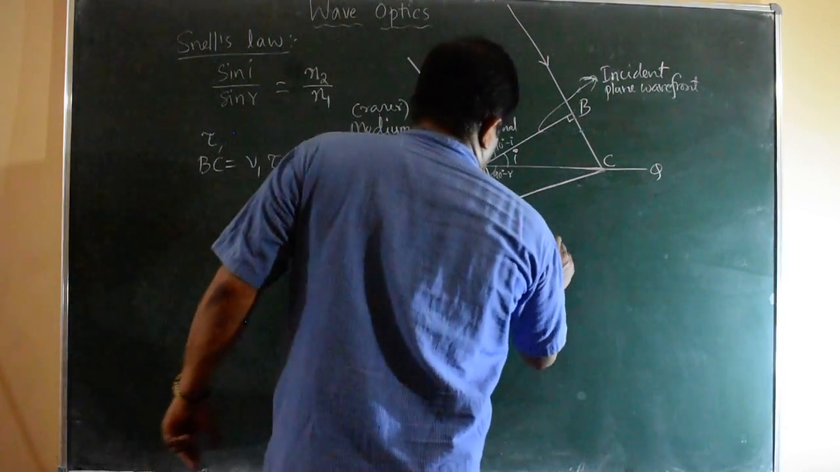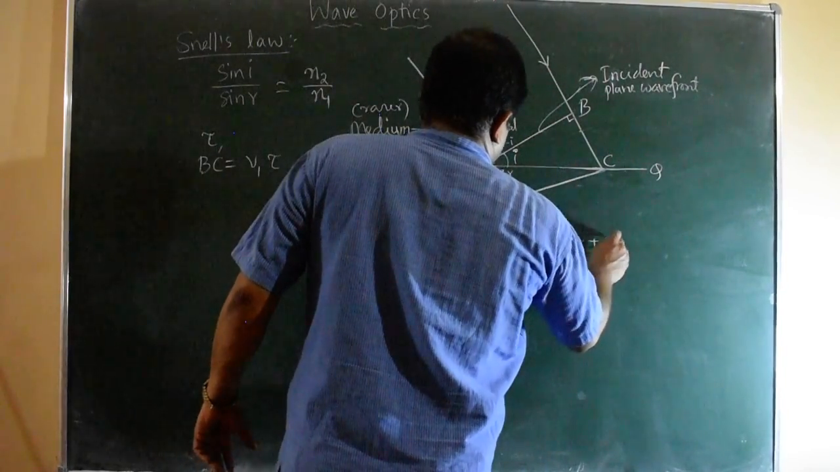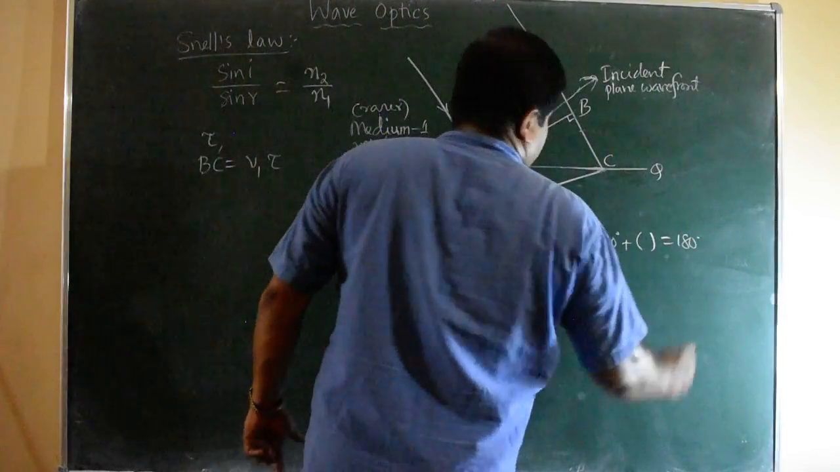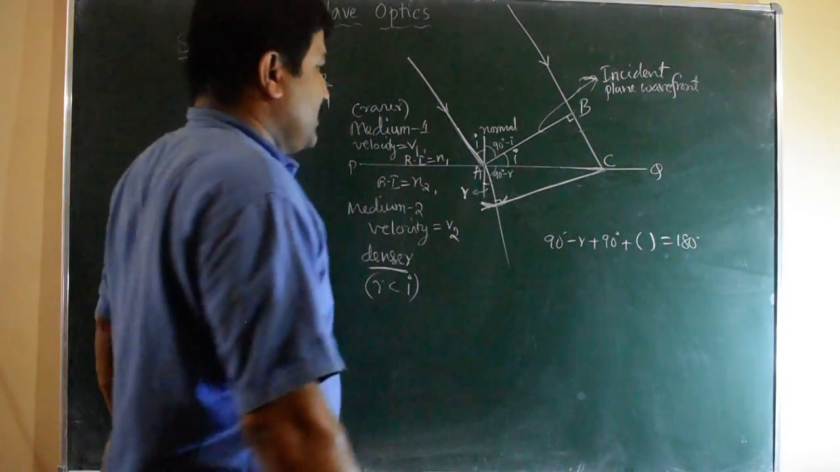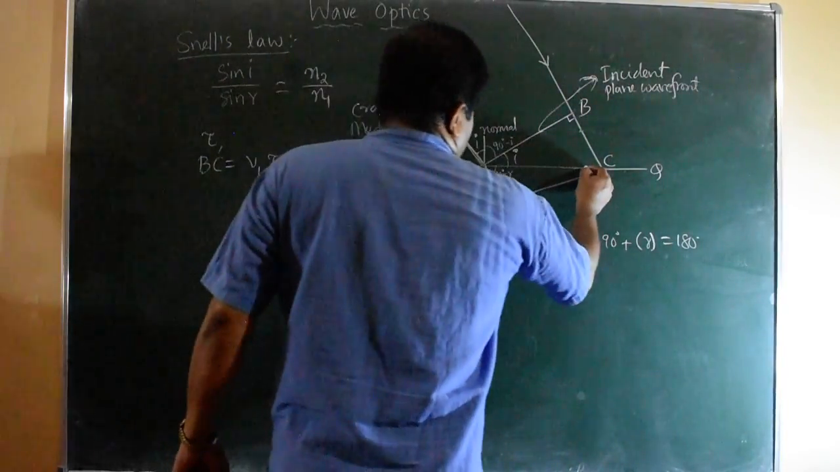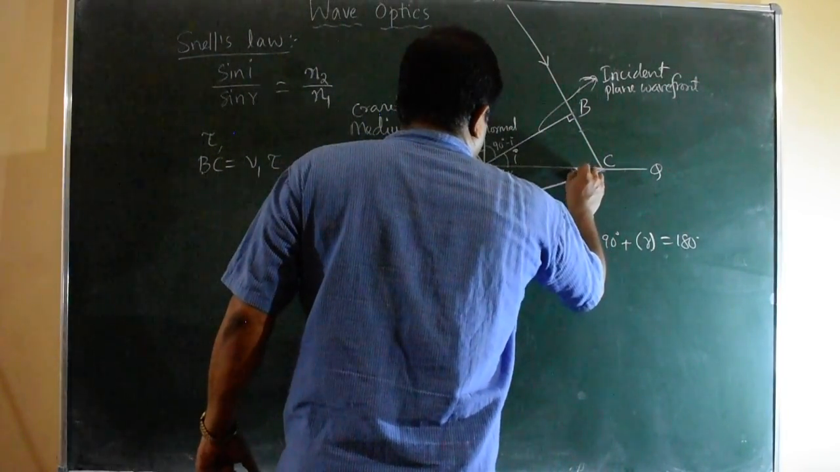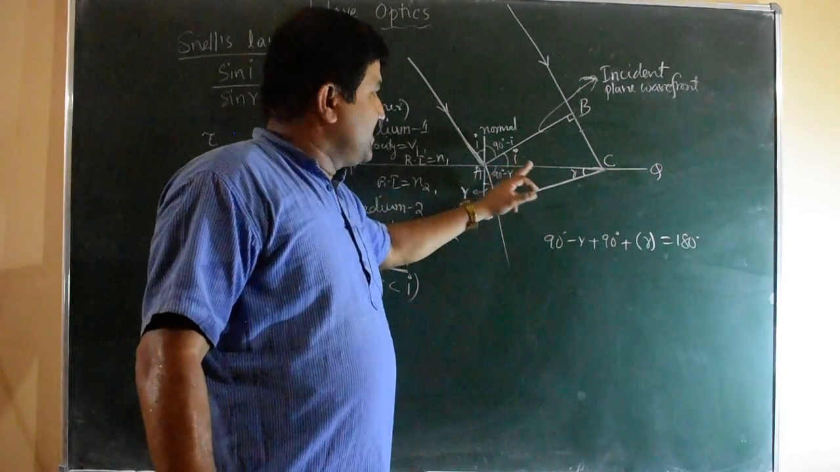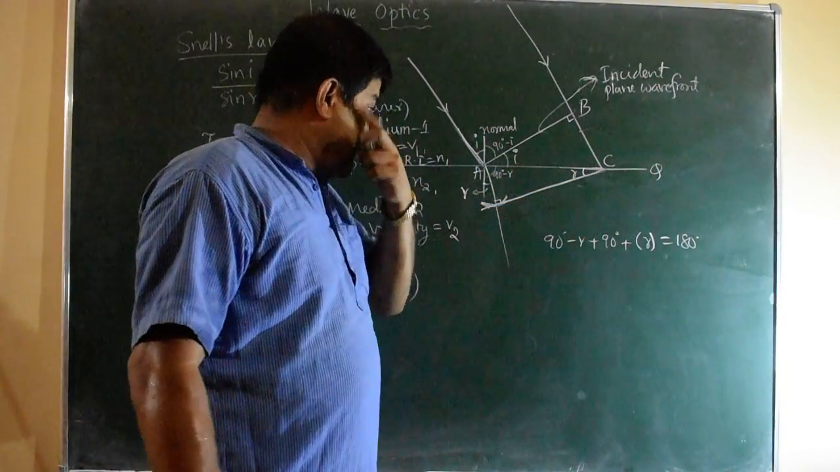So this is 90 degrees. Look: 90 minus R plus 90 degrees plus something equals 180 degrees. So that should be equal to R. That means this angle becomes R. So this is the angle of incidence I, and this is the angle of refraction R.